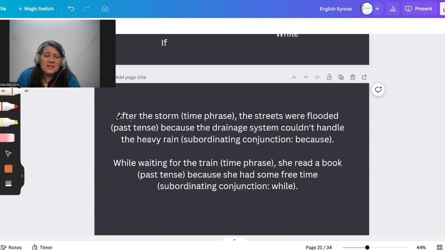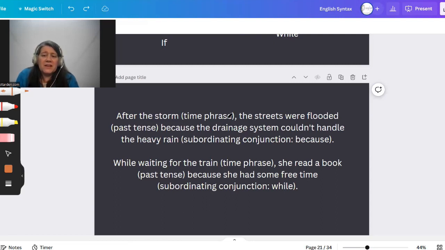Okay, so let's look at this. We have, after the storm, the streets were flooded because the drainage system couldn't handle the heavy rain. Okay, let's parse this out. After the storm. Now, there's no verb in this. So it's not any kind of clause. It's just a time phrase. It's a prepositional phrase that expresses time.